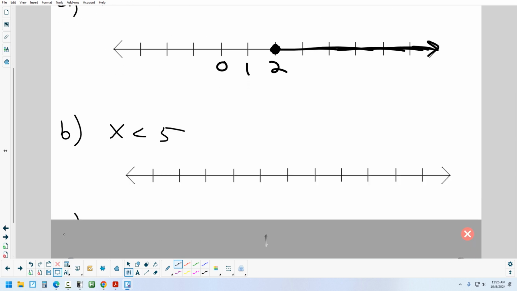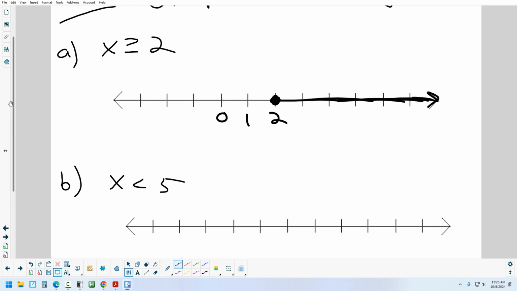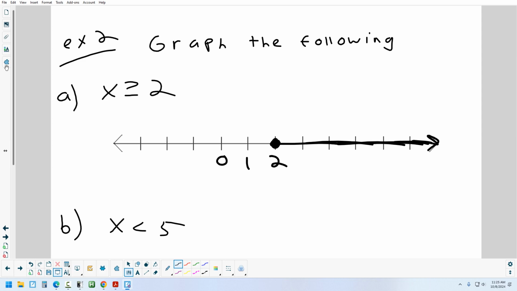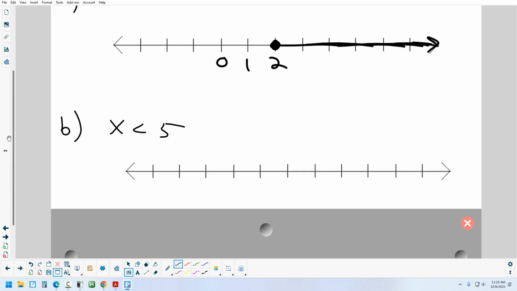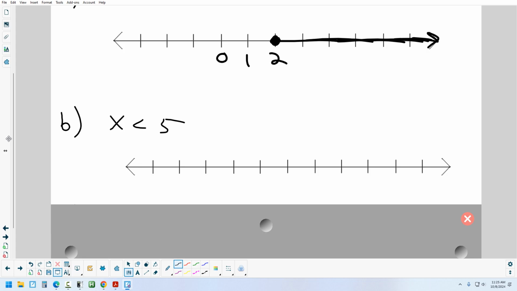All right, let's try this one. Actually, let me ask you first. Is the top one bounded or unbounded? Unbounded. It goes on forever. Yep. Okay. This one. X is less than 5. What kind of circle do we need for this one? Open circle. Open on what number? 5. And shade to the left. All the numbers smaller than 5. Perfect. Bounded or unbounded? Unbounded. Good.